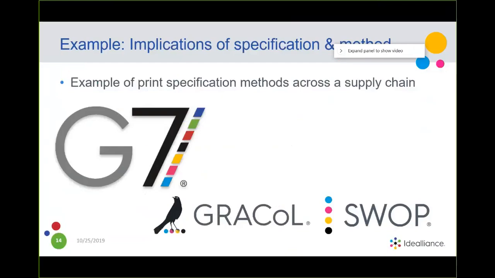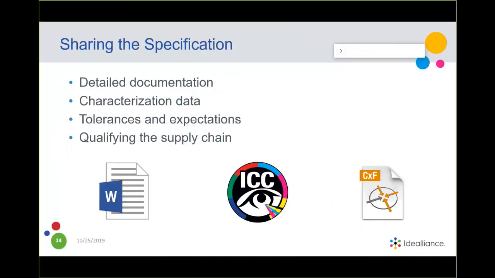So those are some of the implications of what you pick. If you pick maybe an older way of doing it, you end up with a more complex workflow, or with the G7-based methods, you end up with something quite a bit simpler. Once we pick that, then we end up having to share that specification. That becomes our next step. So at that point, we're putting together detailed documentation that contains color information. It contains all the tolerances, what we look for, and contains everything that both the front end and the back end needs to be able to do this correctly.